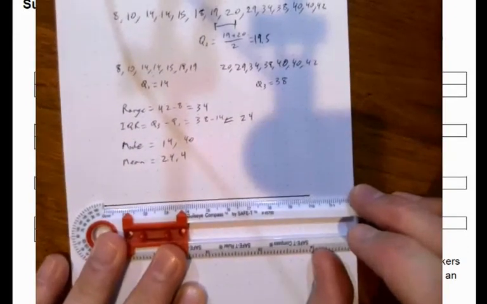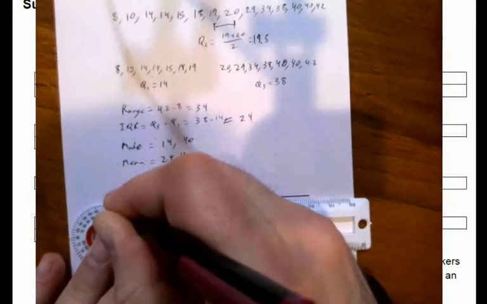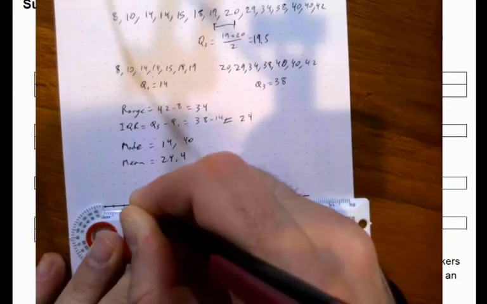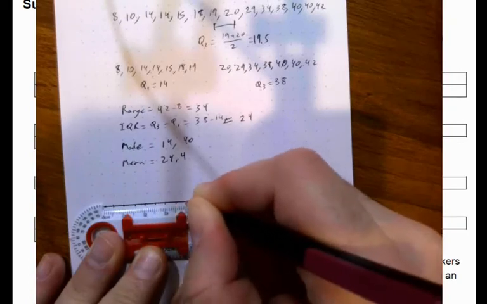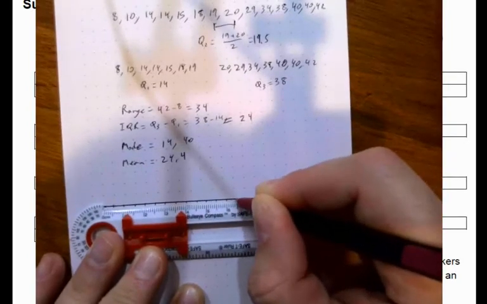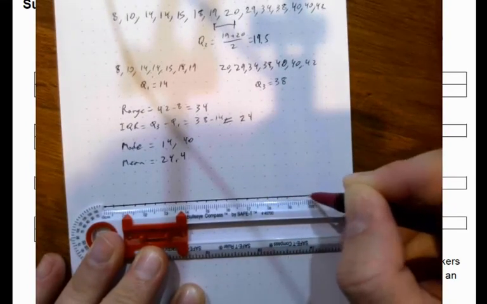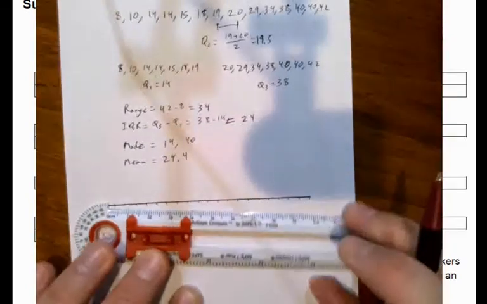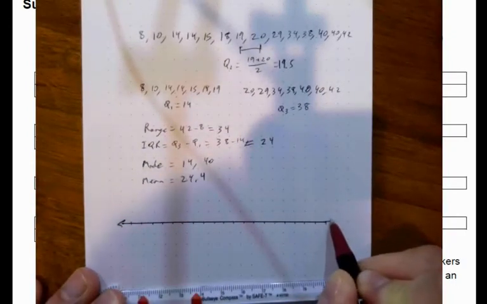And I will indicate every 5 millimeters I'm putting a line. So we have to set up our scale. What I'm doing first is creating my line. Now I need to go from 8 on, so let me put an arrow here and an arrow here.